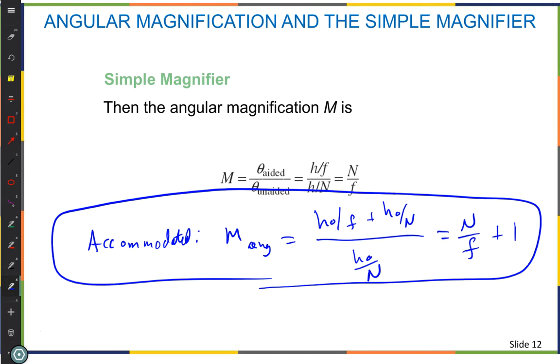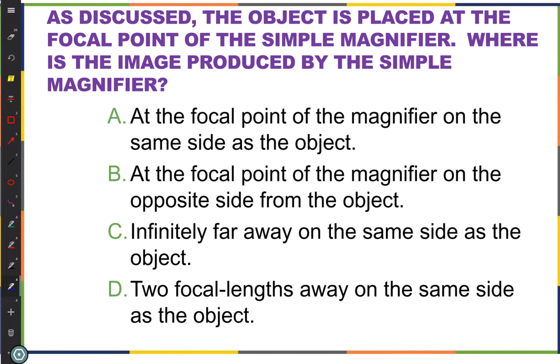No? Okay. If the object is placed at the focal point of the simple magnifier, where is the image produced by the simple magnifier? Just making sure we were on the page, listening.